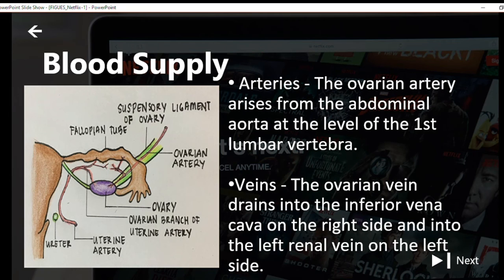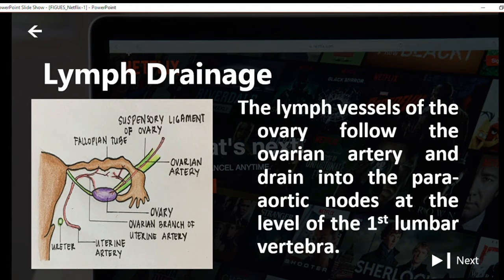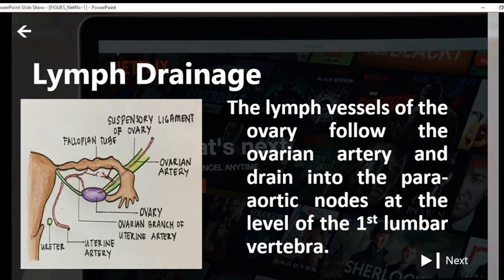Next is the blood supply. So the ovarian artery arises from the abdominal aorta at the level of the first lumbar vertebra, and the ovarian vein drains into the inferior vena cava on the right side and into the left renal vein on the left side. The lymph vessels of the ovary follow the ovarian artery and drain into the para-aortic nodes at the level of the first lumbar vertebra.